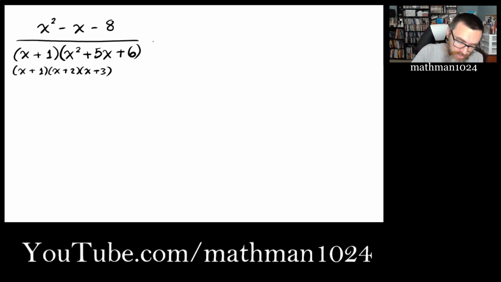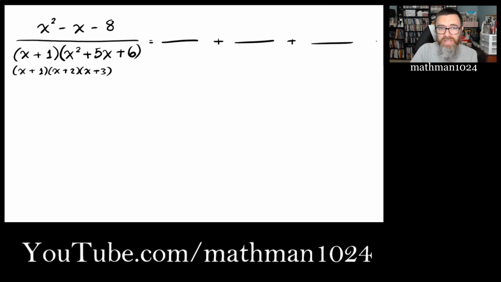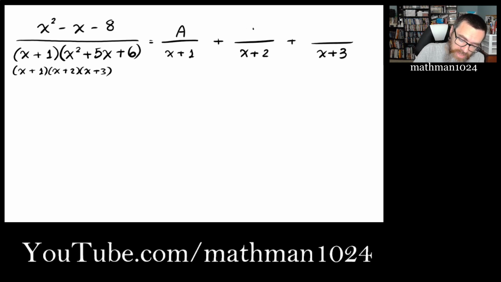So since we have three distinct factors, we're going to have three fractions here that we're going to try to break this guy down into. One of these is going to be over x plus 1, one is over x plus 2, and one is over x plus 3. And we need to find what those numerators are, so we'll just call them A, B, and C.